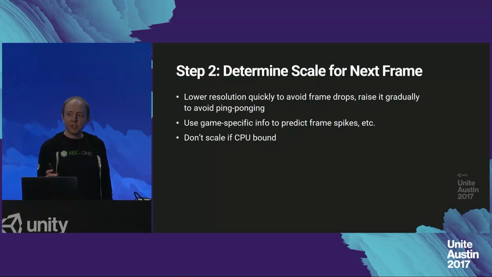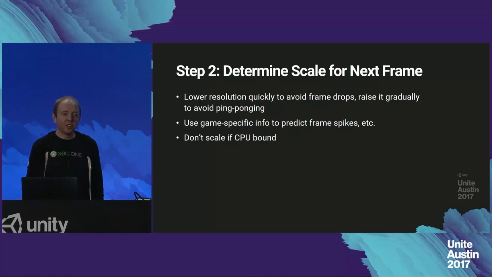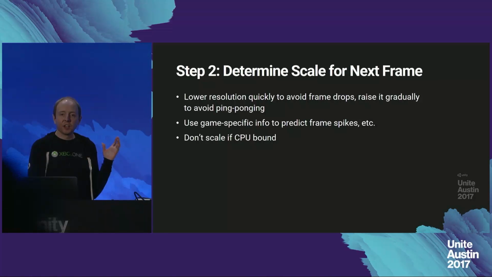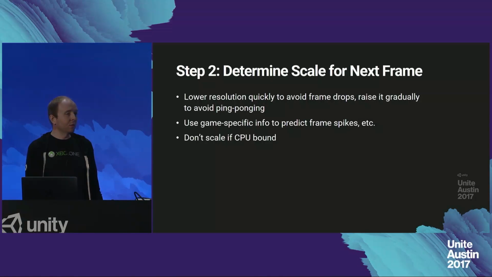So something else that you can do is to feed game-specific information into your algorithm to help anticipate changes in frame time. So for example, if you're about to generate an explosion, you might know that this is going to cause a particle effect, which causes more work on the GPU and increases your GPU frame time. In that case, you could lower your resolution in advance to help avoid dropping any frames.